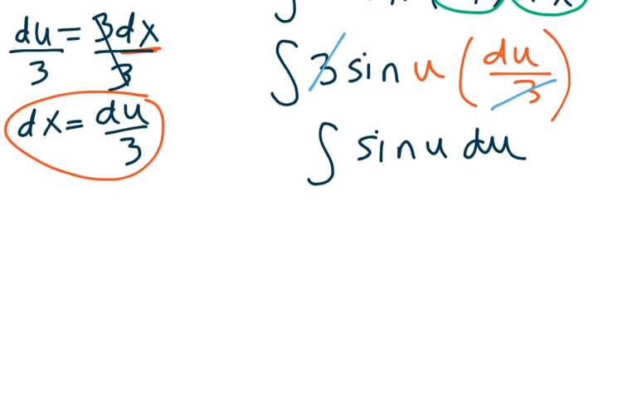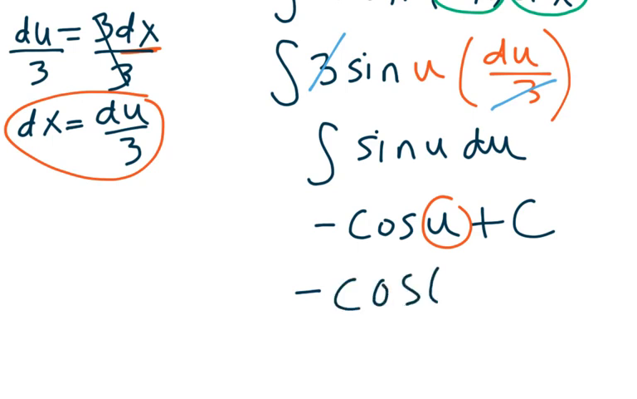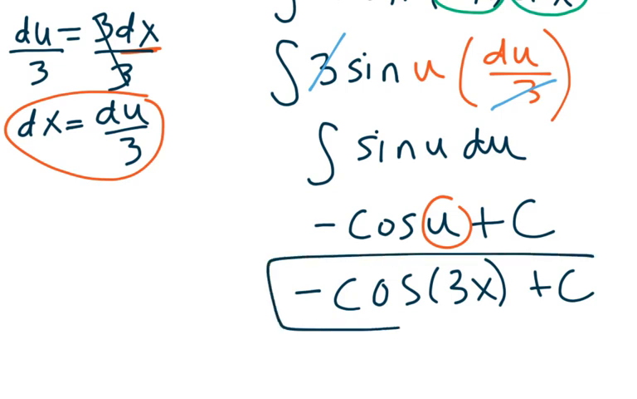If you know your integrals, great. If you don't, look it up, there's that reference sheet there. But the integral of sine is negative cosine. So I've got negative cosine u plus some constant. Then we're going to go back and plug in what u was, and u was 3x. So there you go, that is the integral there. It made it much easier having u substitution. So let's take a look at the second one.